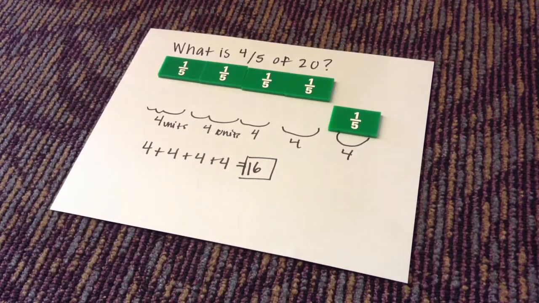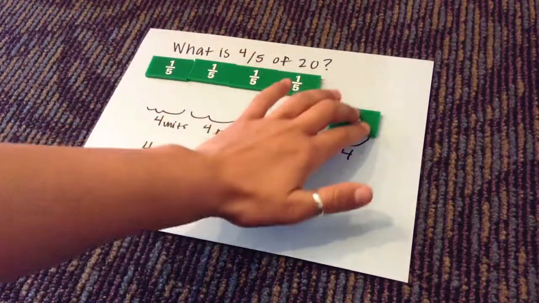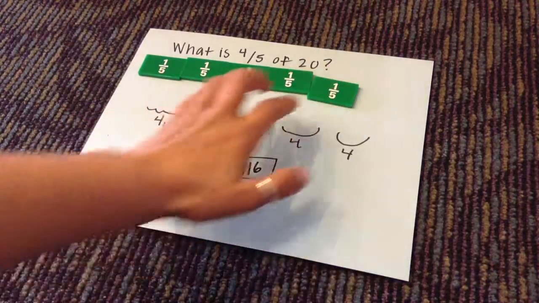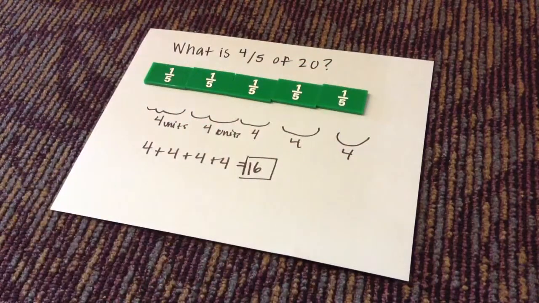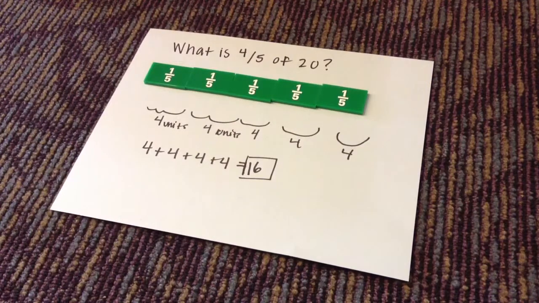So if you did 4/5 of 25, it would work. But if you did 4/5 of 23, you're not going to have equal-sized units to show. So just make sure you have your equal units and that you focus on the whole and what you're looking for and that everything is the same size.